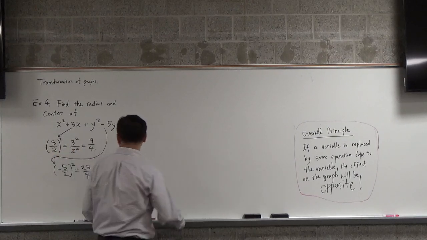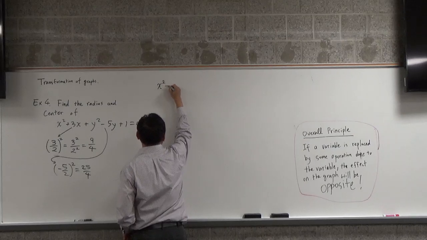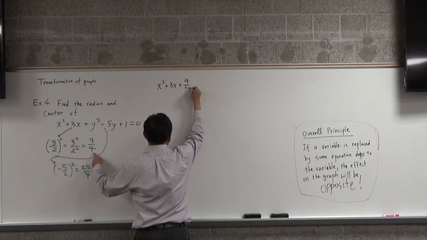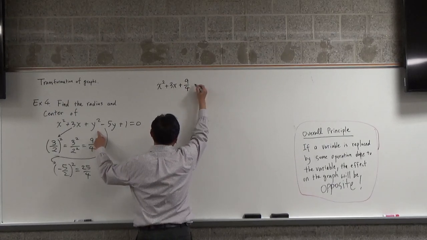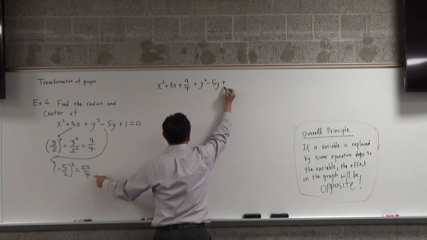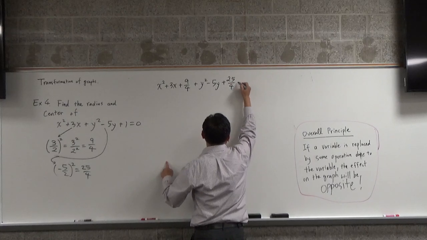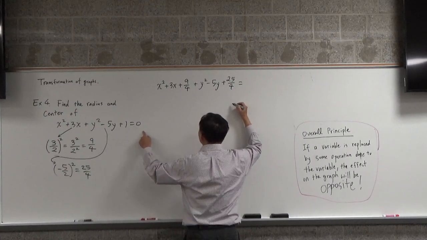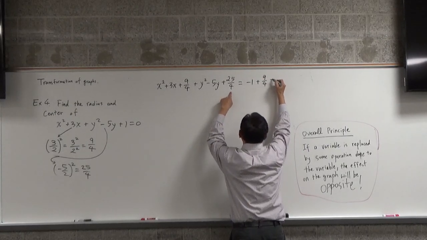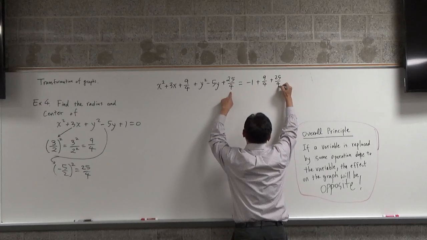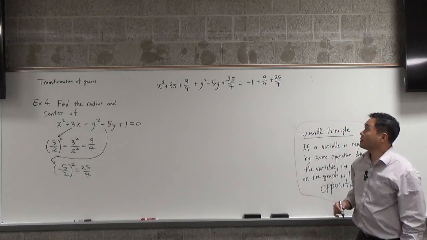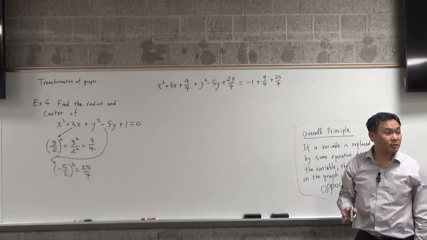So these are the numbers that we must add. x squared plus 3x plus 9 over 4 for this to be completing the square, and then plus y squared minus 5y plus 25 over 4. And then this one should go to the other side, -1, and these should be added. So 9 over 4 plus 25 over 4. Okay? Is that okay so far?